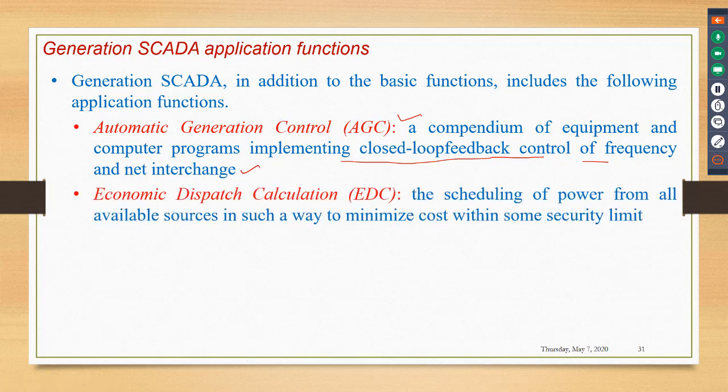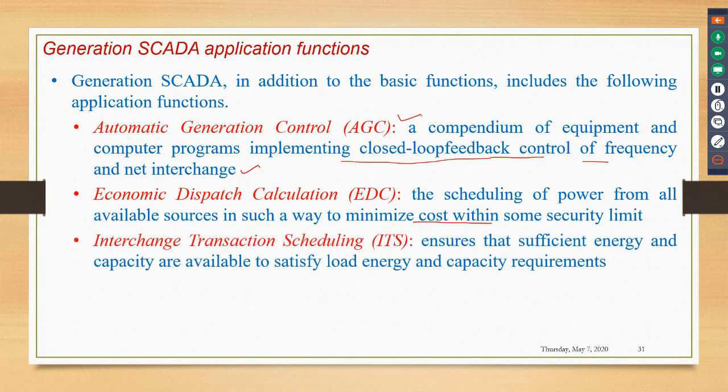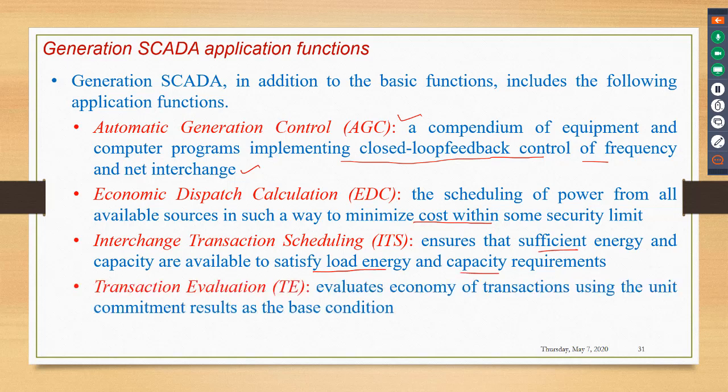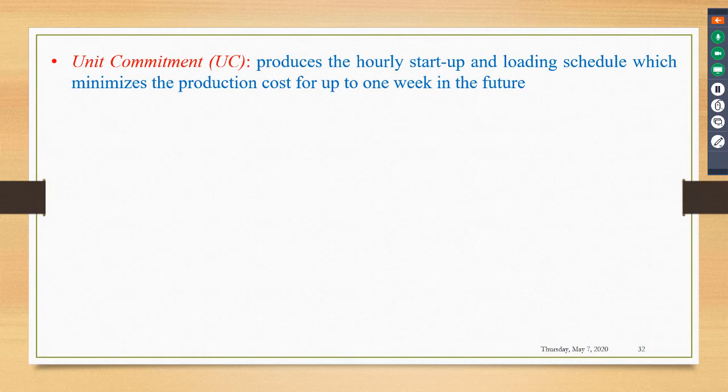Economic load dispatch calculation, the scheduling of power from all available sources in such a way as to minimize the cost within some security limit. Then interchange transaction scheduling, it ensures that sufficient energy and capacity are available to satisfy load energy and capacity requirements. Then transaction evaluation, it evaluates the economy of transactions using the unit commitment results as the base condition. This is a generation function.